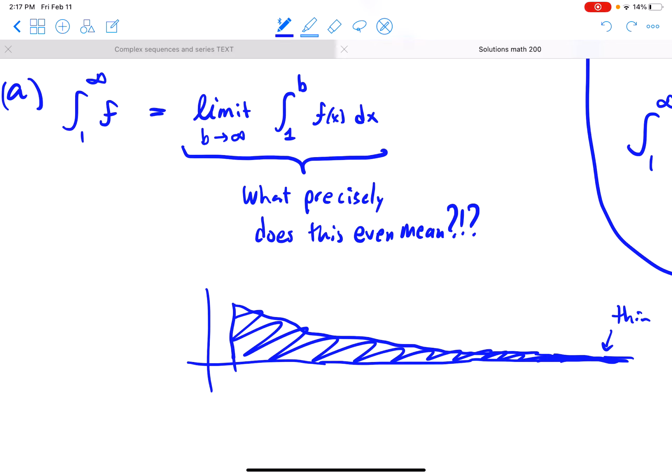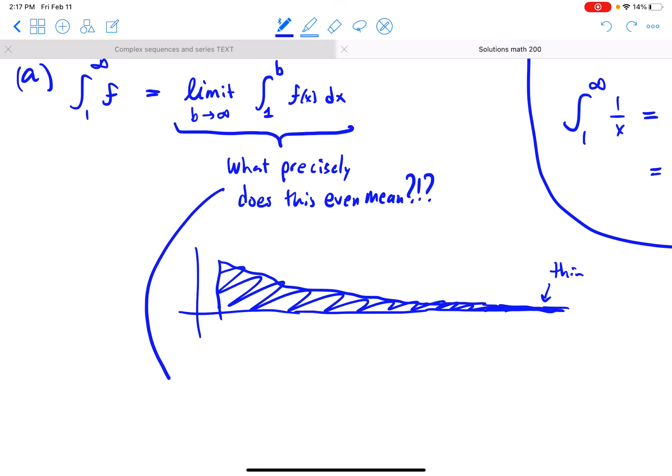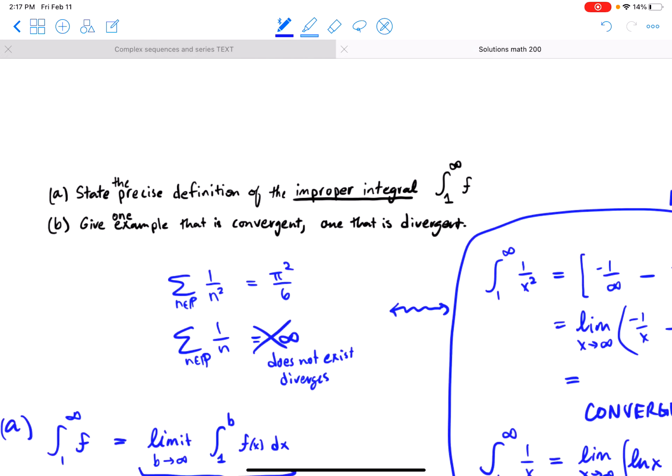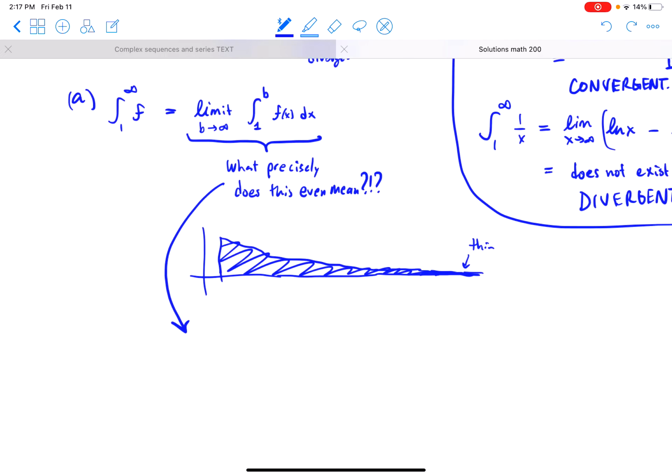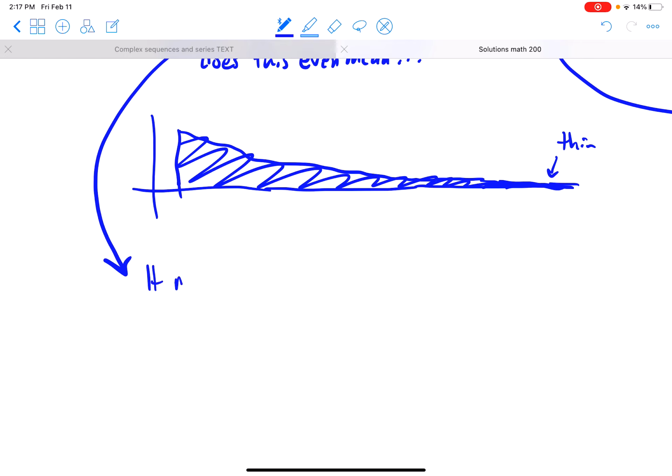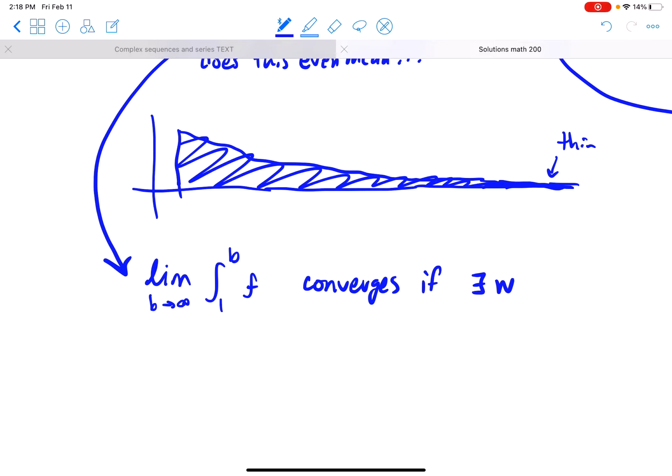So what does it mean? Well, what precisely does it mean? Give the precise definition of this thing. It means that, if it converges, so the limit as b goes to infinity of the integral from 1 to b of f converges, if there exists a number w.